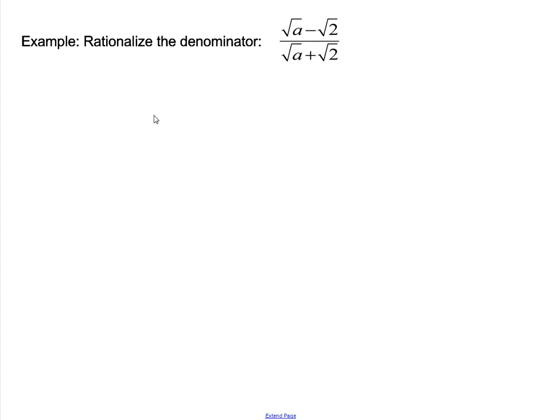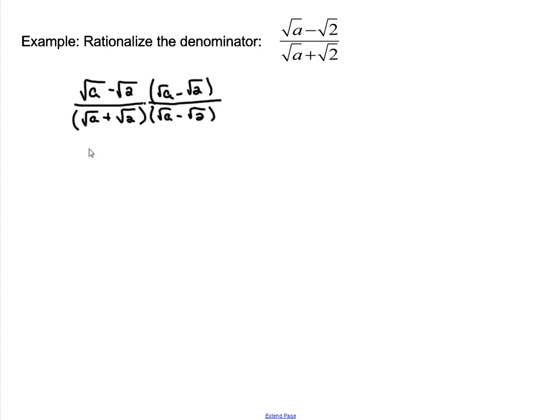Let's say we've got the square root of a minus the square root of 2 over the square root of a plus the square root of 2. We want to rationalize the denominator here. All right, so let's run through the steps. We would take the square root of a minus the square root of 2 in the numerator, and we need to multiply by the conjugate of the denominator. Well, the conjugate of the denominator in this particular case happens to be exactly the same as whatever you see in the numerator right now. That is the square root of a minus the square root of 2.